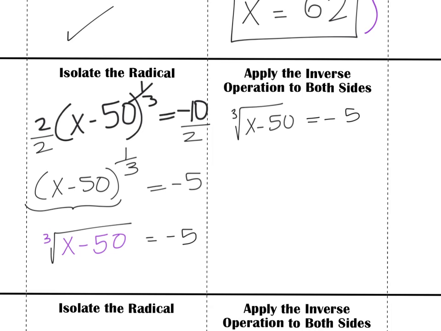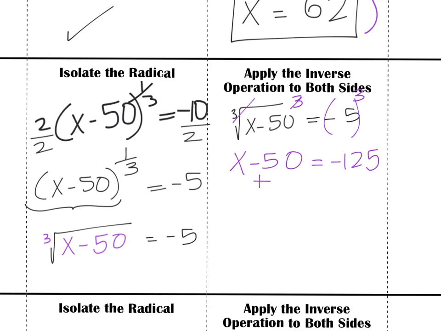Now remember, to get rid of the radical, you have to do the inverse operation. Since this is a cube root, I cube both sides, okay? Now when you cube a cube root, they cancel each other. I'm left with x minus 50. Now negative 5 inside the parentheses, so do that on your calculator. Negative 5 to the power 3. So you hear that? I'm doing everything on the calculator, and you can do that too, equals negative 125.